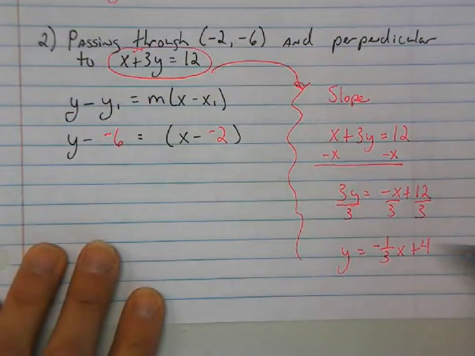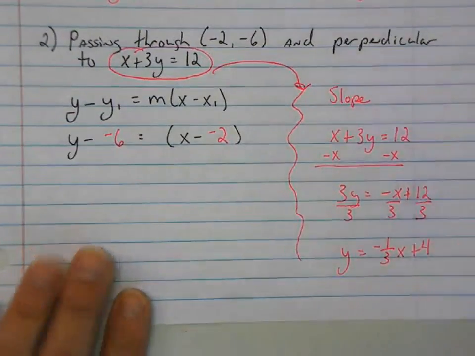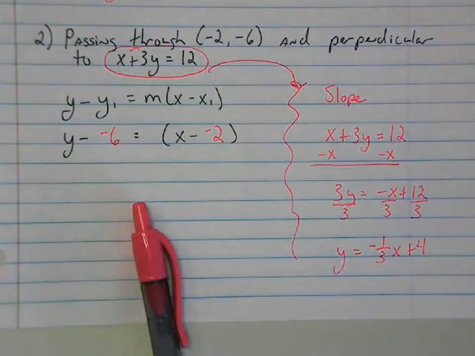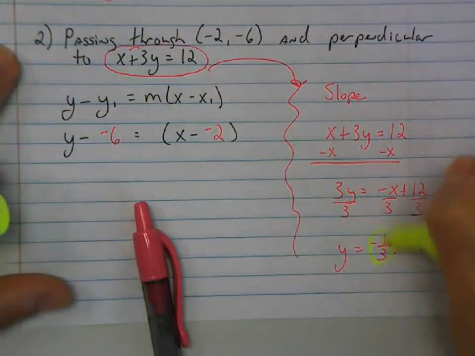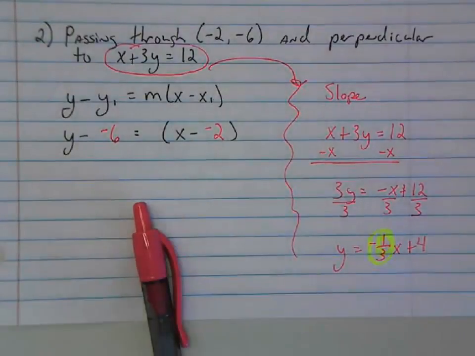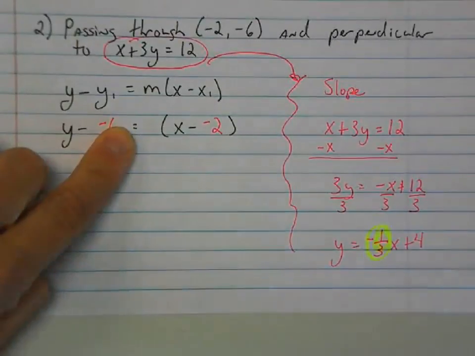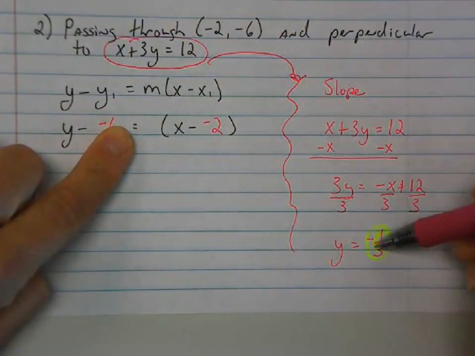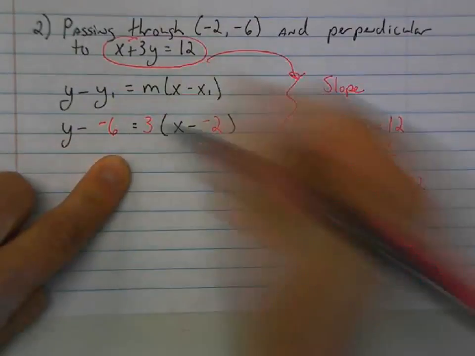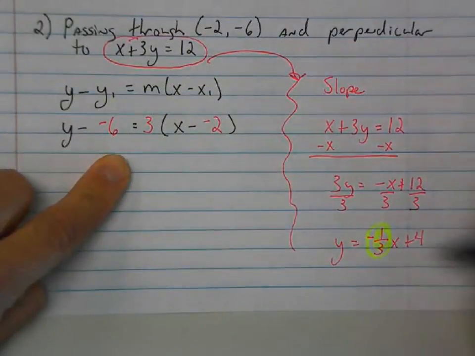So what's important here is, again, the slope. But this time I'm dealing with a perpendicular line. So when I come over here for his slope, I am going to change the sign and do the reciprocal. So I get positive 3. And now I'm just ready to go ahead and clean this up.